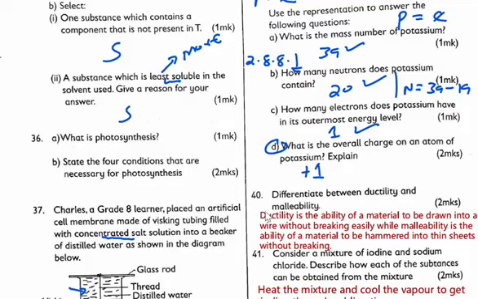Number 40. Differentiate between ductility and malleability, 2 marks. Now, ductility is the ability of a material to be drawn into a wire without breaking easily. And a good example is copper wire. While malleability is the ability of a material to be hammered into thin sheets without breaking.